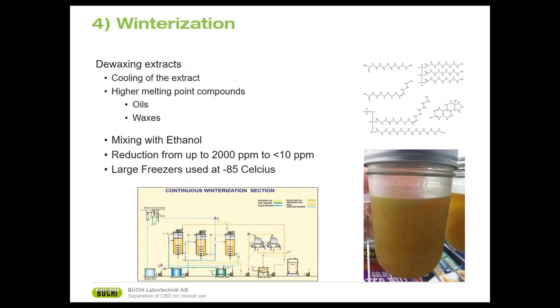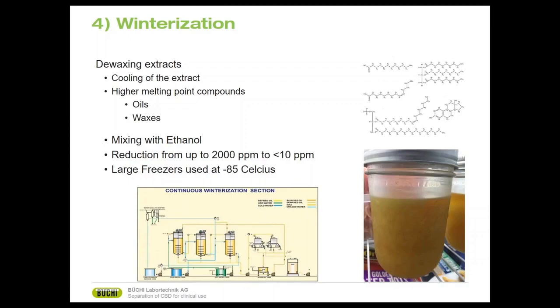Winterization. As we mentioned before, winterization is the step to remove the waxes from the crude oil. Basically, a 1 by 1 volume of crude oil and ethanol is mixed and put into the freezer at -85 degrees. This is close to the freezing point of ethanol. We don't want to freeze the ethanol. We just want to react the ethanol with the waxes and precipitate.